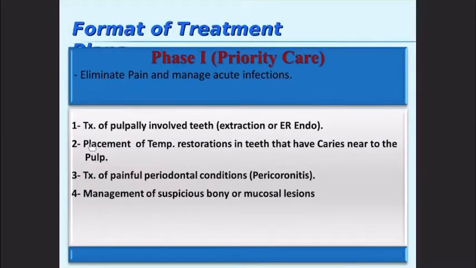And one more example here, temporary restoration in teeth which have caries near the pulp. Suppose you see on the radiograph and clinical examination that the caries is very near to the pulp. It is better to do it on a priority basis, because once the caries reaches the pulp chamber, it has to go for endo, so the treatment planning is going to change. So for that reason, you need to take this under priority care.